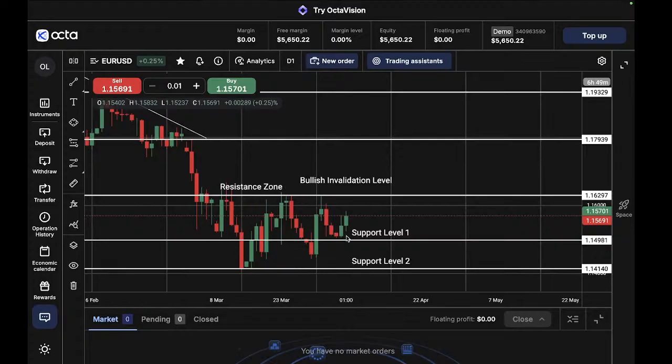So the chances that price goes up here and is pushed back are high because this is a bullish invalidation level, also a resistance zone. And if it's pushed back, this is the first support level that might hold it. And if there is a breakout from this first support level, then we are heading for the second support level. So identifying these levels and these territories would help us when positioning ourselves, either going for a buy or a sell.